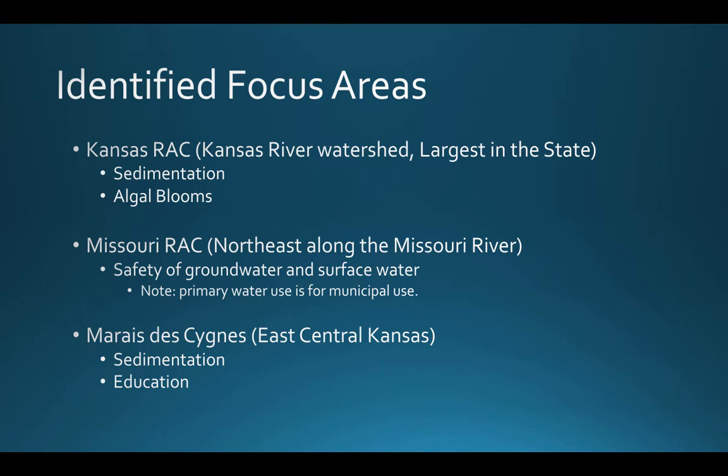The Missouri Regional Advisory Committee, which is up along the Missouri River in the northeastern part of the state, identified groundwater safety and surface water. The primary water use is for municipal use in this area, so that's primarily what they were looking at. The Marais des Cygnes, which is east central Kansas, identified sedimentation and education as their two top priorities.